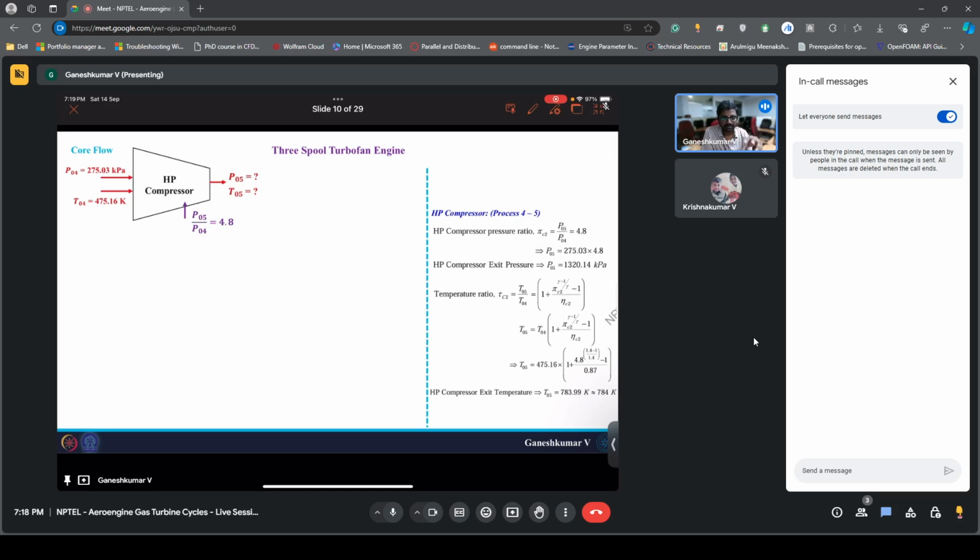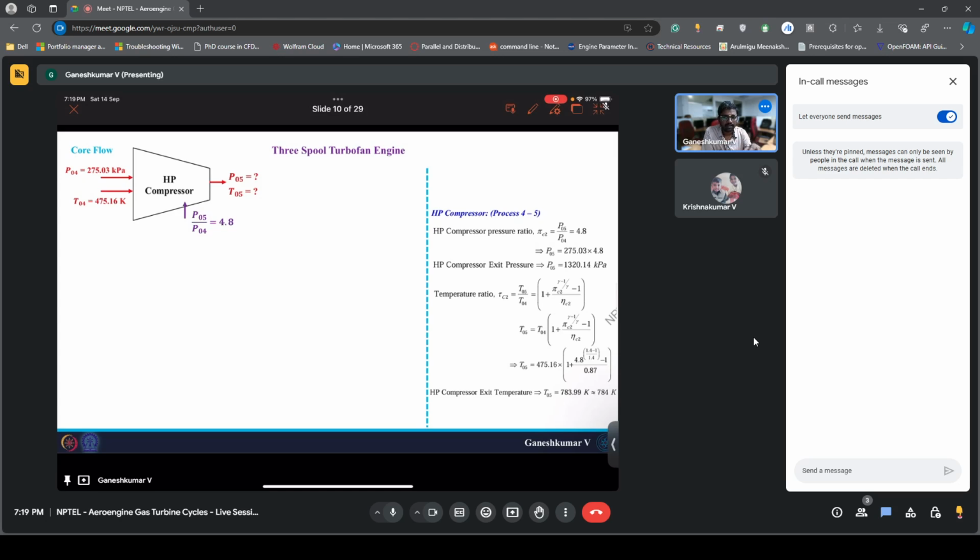Okay, so whether we take more mass flow rate or less mass flow rate doesn't matter. If the compressor has a pressure ratio of 4.8, it will pressurize the air to that pressure. Also, if the compressor has an efficiency of 0.87, it is going to increase its temperature from this temperature to that temperature.